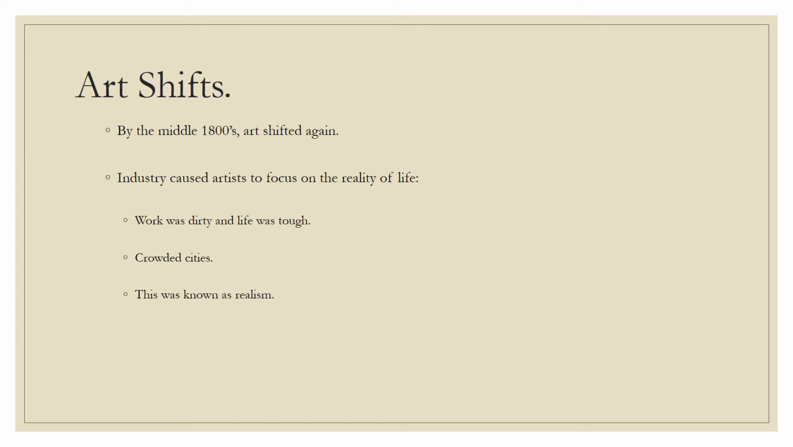Art is then going to shift again. By the middle of the 1800s, art will shift again to another style. This time, in our next unit, we'll talk more about industrialism and how the factory way of life and overcrowded cities are going to affect this. But industry caused artists to focus on the reality of life. For example, work is dirty and life is tough.